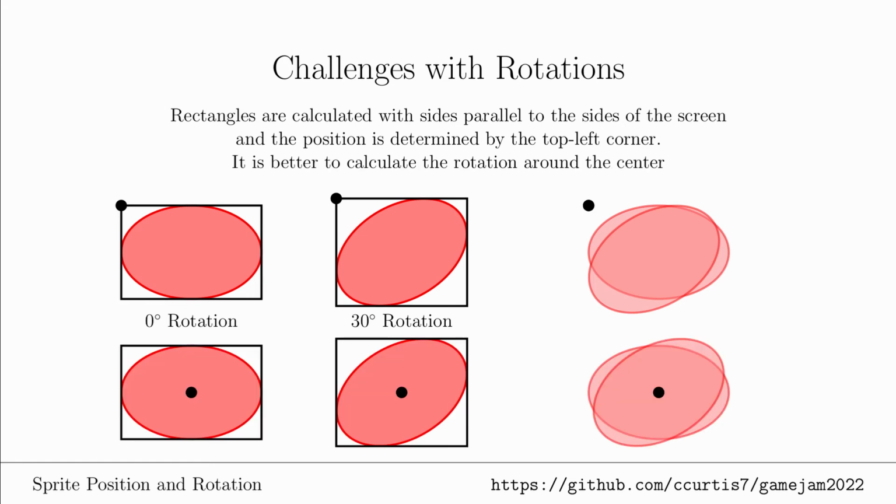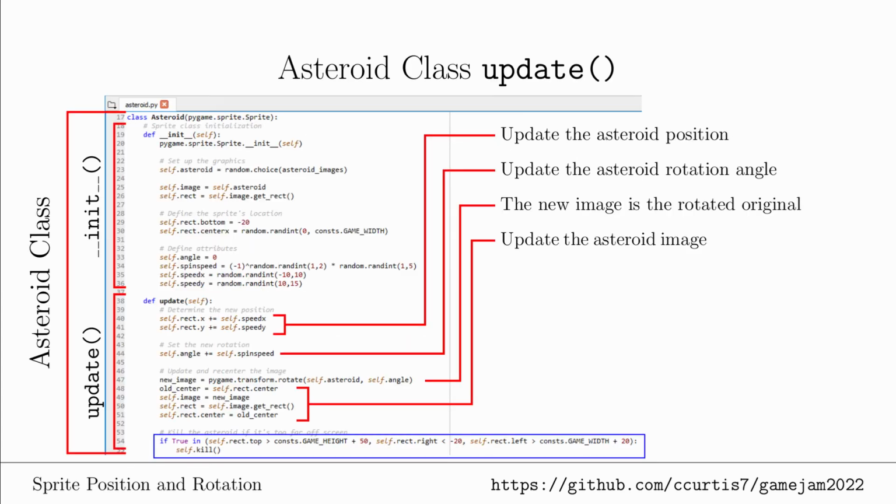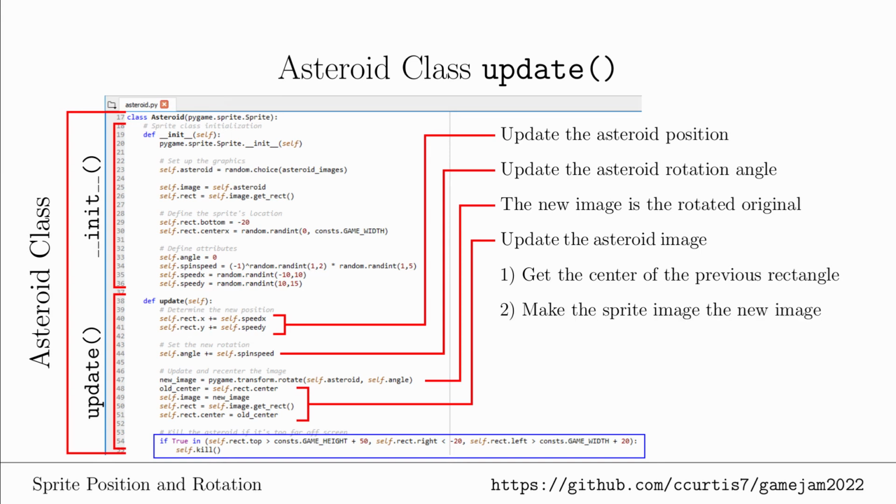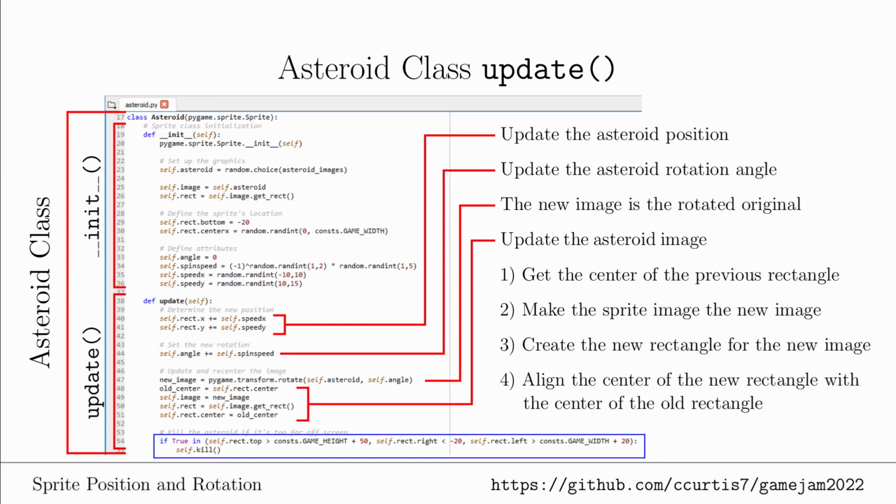To get around this, we need to provide some extra code to get the rotation to happen around the center of the asteroid. And that's what these commands do. We first take note of where the center of the old rectangle is, then we update the image, then we get the rectangle for the newly rotated asteroid, and we align the two centers. All of this will make the rotation feel much more natural.